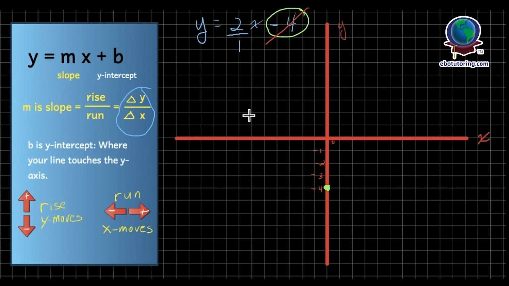But we have a rise and a run. We have a rise of how much? A rise of 2, positive 2, which means up 2, and a run of 1, which means we're going to go over, and it's a positive 1, so it's a positive 1 to the right.